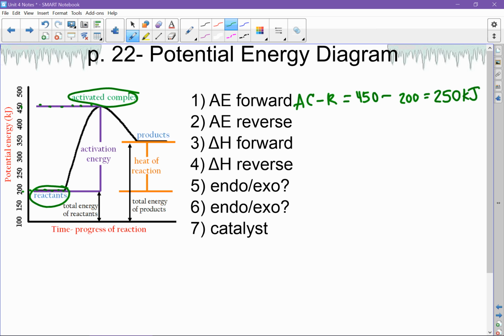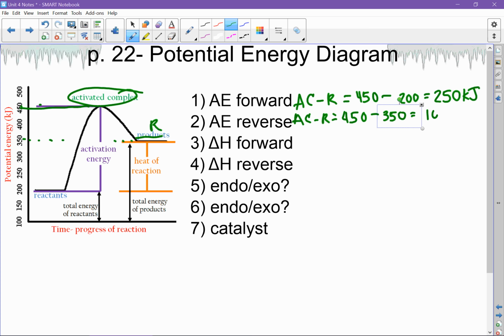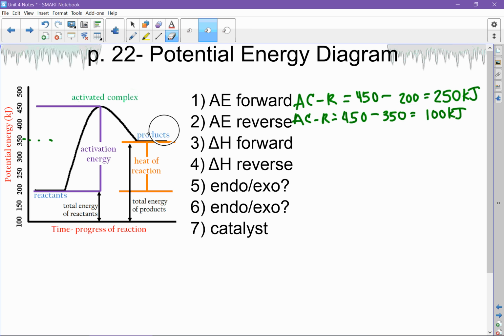So we just subtract. Now, if I want to go reverse, remember that means I'm going to do activated complex, and these will become the reactants. Same thing, we're going to subtract the same two things. Activated complex is still at 450. And now we're going to subtract. Now my reactants are over here because we're going backwards, and that's at 350. So subtract those two, we get 100 kilojoules. That tells me that the forward reaction has a larger activation energy. And that makes sense, doesn't it? That means that this hill to go up here is much bigger than this hill. And now we actually calculated those values.